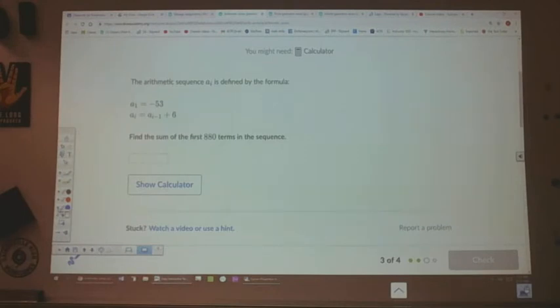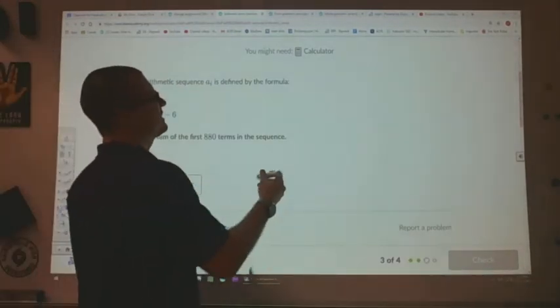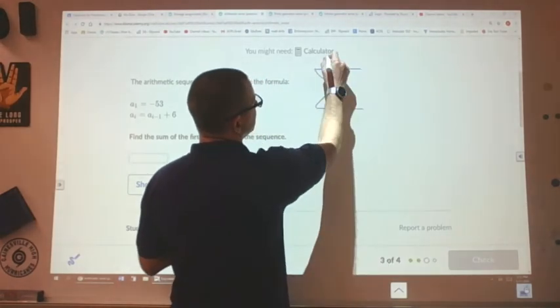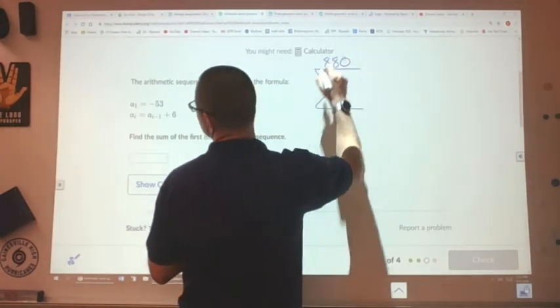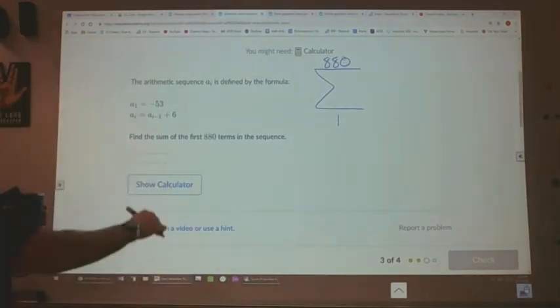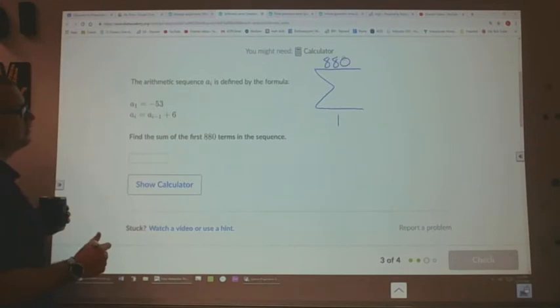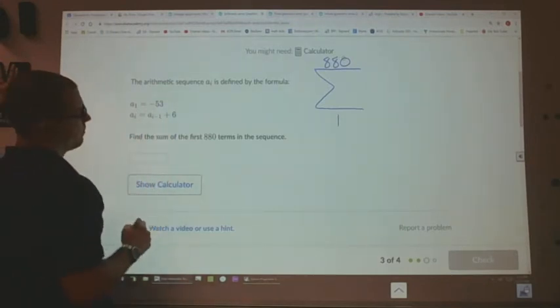The arithmetic sequence is defined by the formula. Find the sum of the first 880 terms in the sequence. So what they're asking is the sum from 1 to 880. But that's the recursive formula. I don't want the recursive formula. I want the explicit formula.